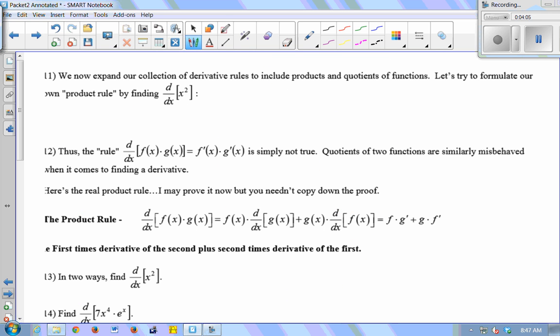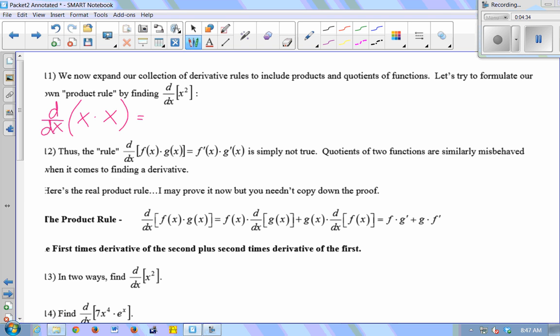Okay, so we're now going to expand our collection of derivative rules to include products and quotients. So we can do sums and differences. They're really easy. You just do each one separately. But let's try to come up with a product rule by finding d dx of x squared. We know already what the answer is. What's the derivative of x squared? 2x. So let's just do a little experiment. X squared is x times x, right?